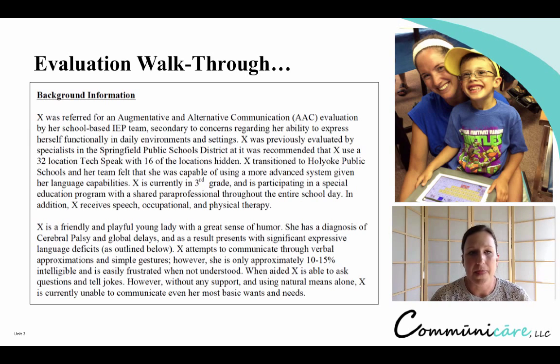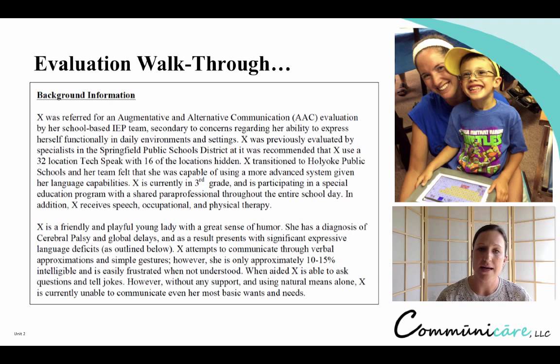So we offer some background information and provide a reason for referral. Why is this individual being recommended for an assessment? What is their background? Are they in school? What grade? Is it an inclusive program? Are they receiving specialized services? And then also just a little bit more about the individual's unique characteristics to try and paint a picture for a reviewer, especially if we're going for insurance coverage.